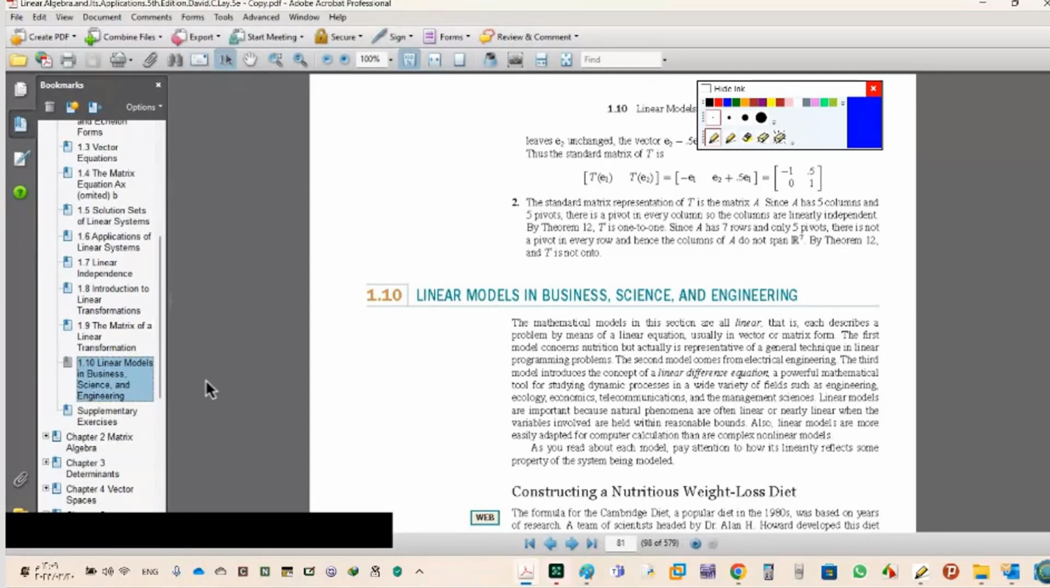I hope, inshallah, in this chapter we will try to finish 1.7, independence, and linear models in business, science and engineering. I tried to solve some examples for you of how we can use linear algebra, what we study mathematically, in physical issues. Any question about our lecture? Is it easy or hard?